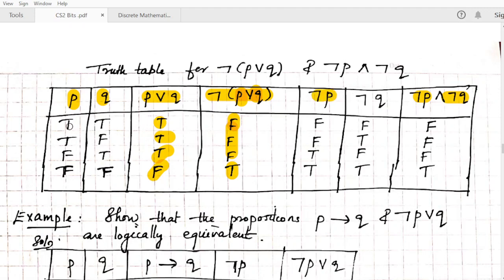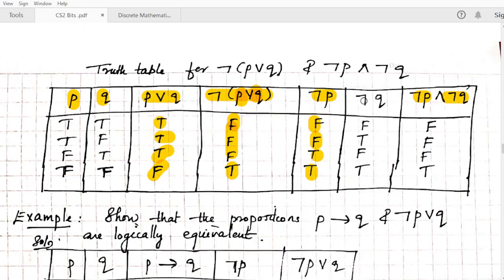So negation P is the contrary to the proposition P. Here it is true, so the negation is false. Here true, false. So here false, here it is true. Here it is false, so here it is true. So this is the negation P.